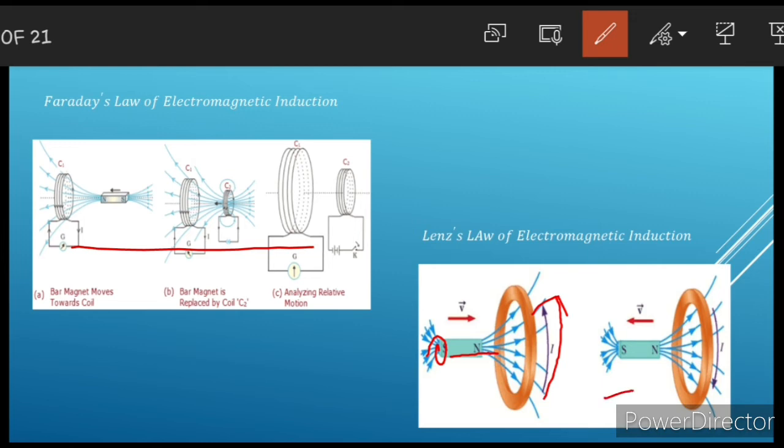For this one, when the magnet is withdrawn from the solenoid, a south pole will be induced on the right side to oppose the outgoing north pole. And by the right hand grip rule, the induced current will flow clockwise. So the current direction for this one is clockwise.